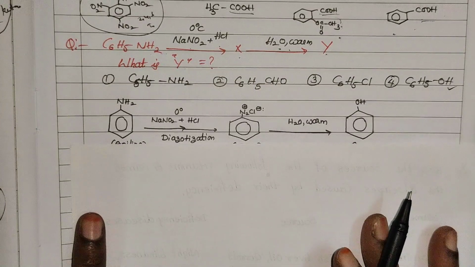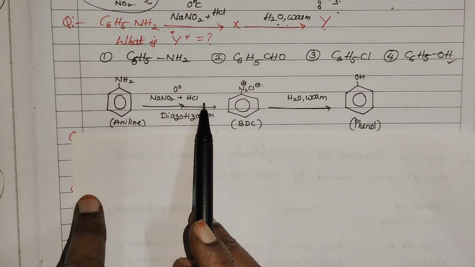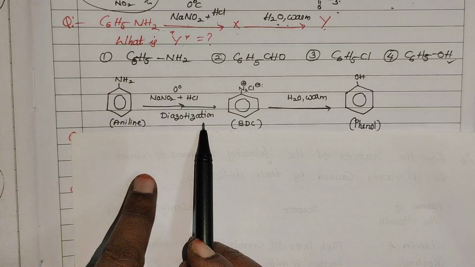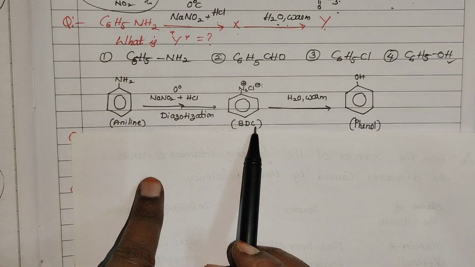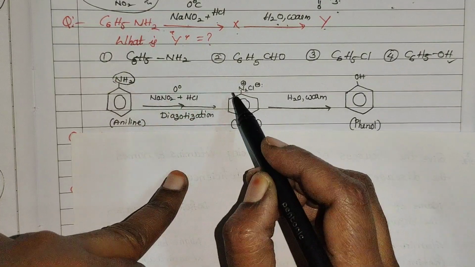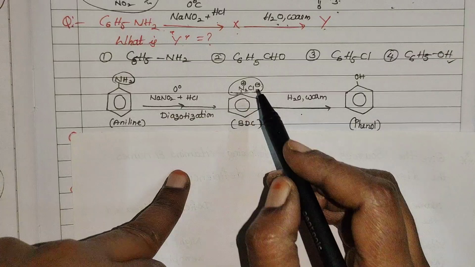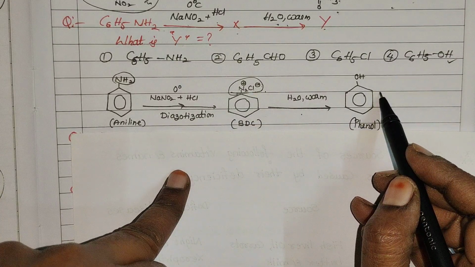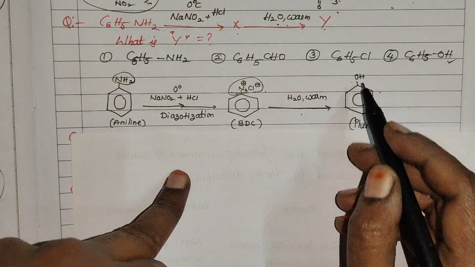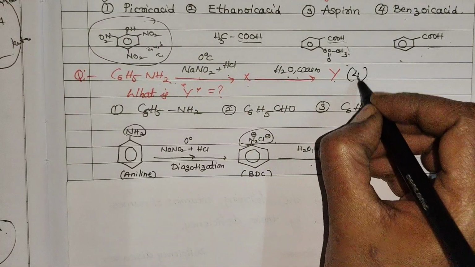Phenol. Check the reaction: when aniline is treated with sodium nitrite and HCl, it is a diazotization reaction, and it will give benzene diazonium chloride. The NH2 group is converted to N2+ Cl-, and when it is treated with warm water, this N2+ Cl- gives the phenol, that is, the OH group. So which is the correct option? The fourth one is the correct option.